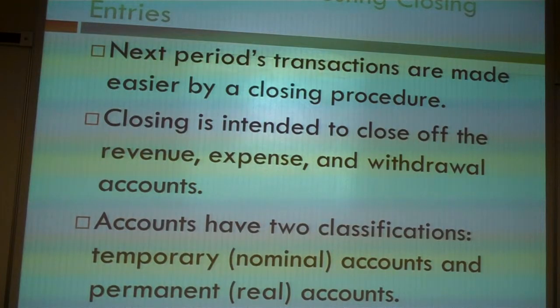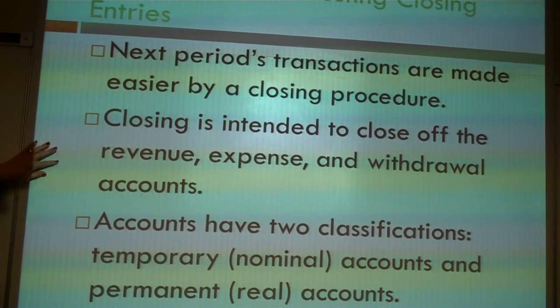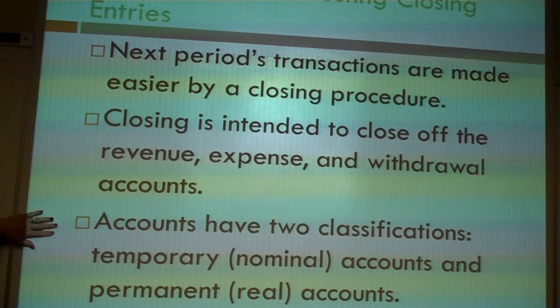All right, and I've already sort of gone through this. It just gets us ready for the closing procedure. When we post those adjusting entries, we're going to close the revenue, expense, and the withdrawal accounts. And accounts have two classifications, temporary and permanent. The temporary accounts are on the income statement. Right, those are the ones that we're going to close.